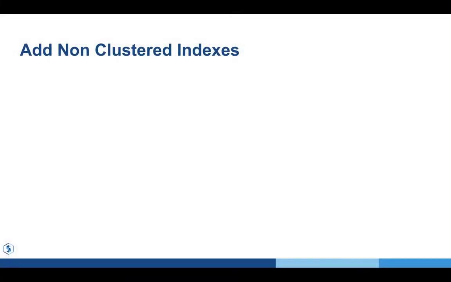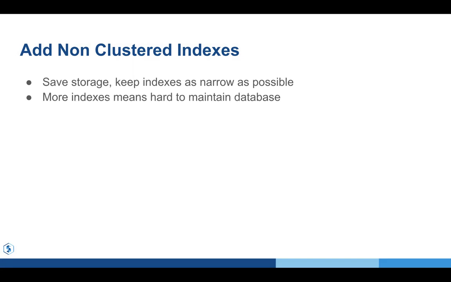We will need to take into account when adding a cluster index to try to keep the indexes as narrow as possible. Narrowing an index means that it has as few columns as possible. This will help us reduce the storage memory. And also we need to take into account that more indexes means the database is harder to maintain.